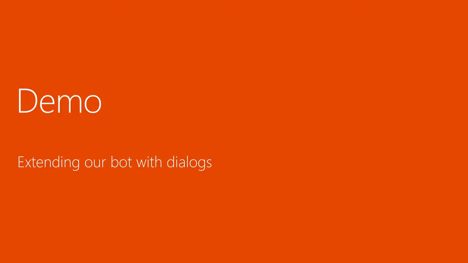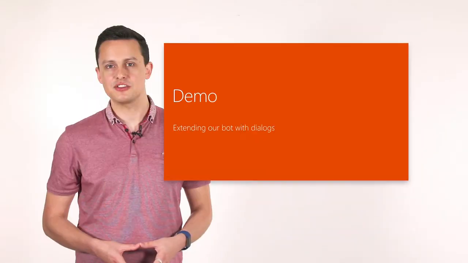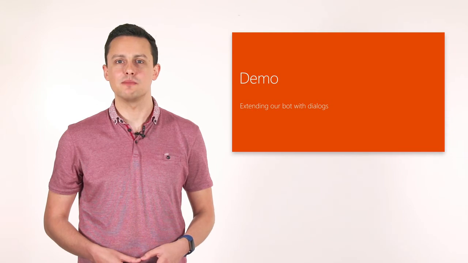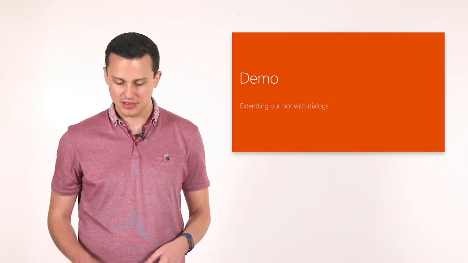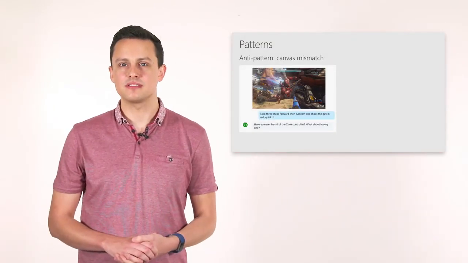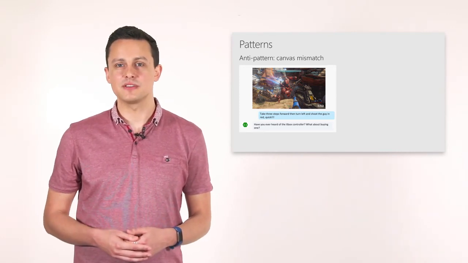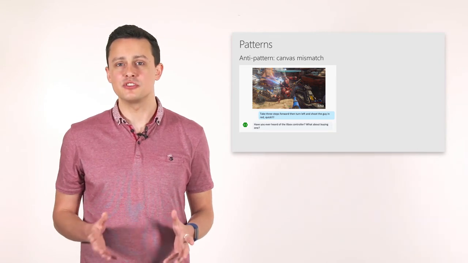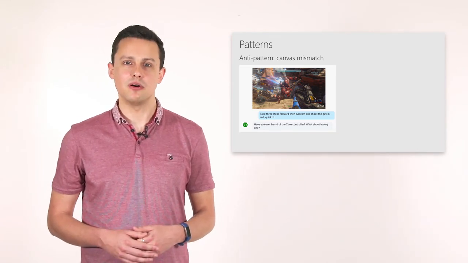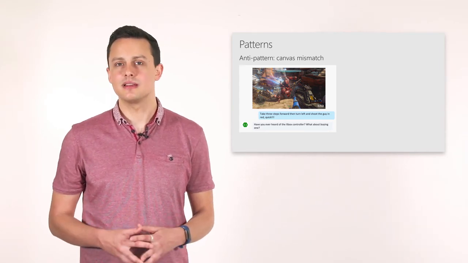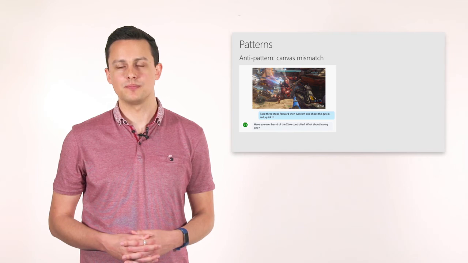So we just saw how you can build conversational logic in your bots using form flows and dialogues. And before we jump to the next section, I'd like to quickly review some common patterns and anti-patterns that are important when building bots. The first anti-pattern that I want to start with is a canvas mismatch. The example that I've got here is somebody trying to play a first-person shooter game via a bot. It simply doesn't work. That kind of pattern of interaction is much better left to a game console controller.